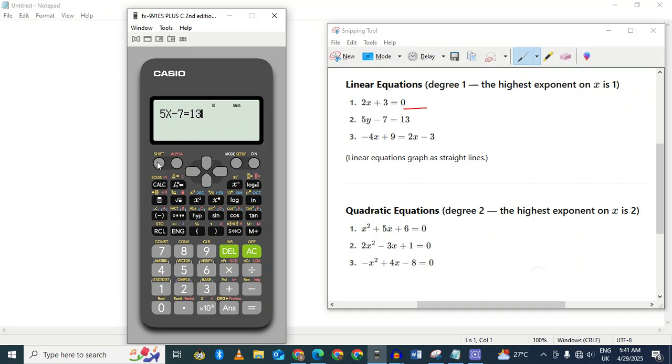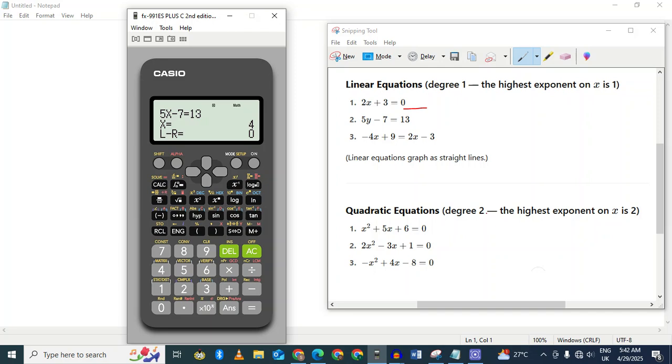To perform your calculation, do shift calc, and it's asking if you're solving for x. Let's say yes, we do equal to, and here our x is now equal to 4. You can see there was no error sign when we used x instead of y. So I'll leave you to the last example. You can solve it using this Casio, and let's have your answer in the comment section.